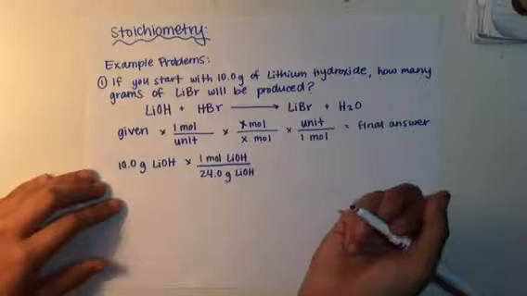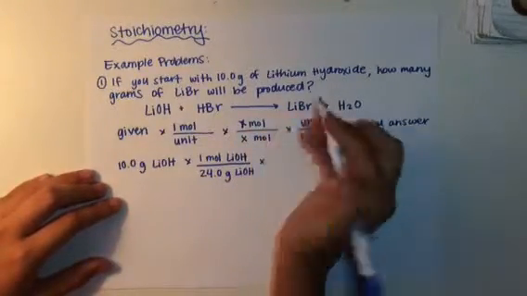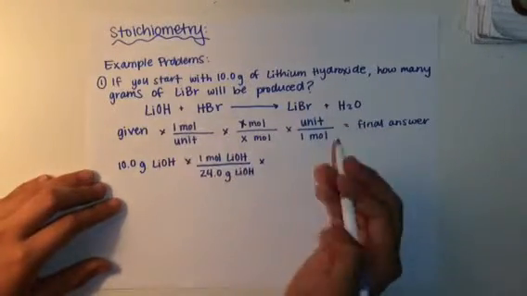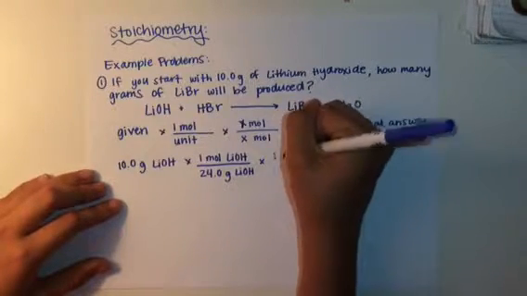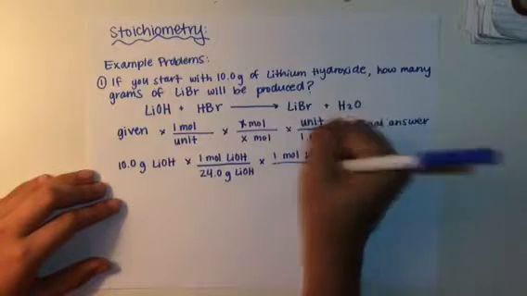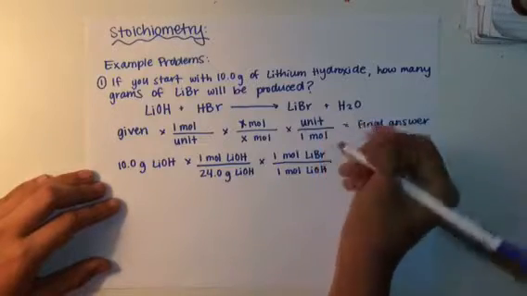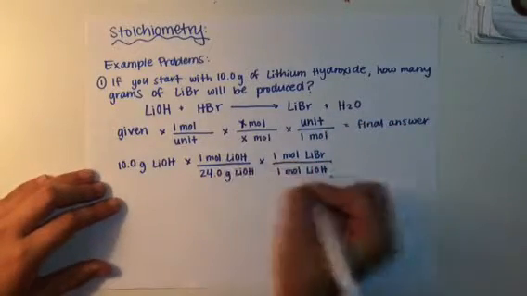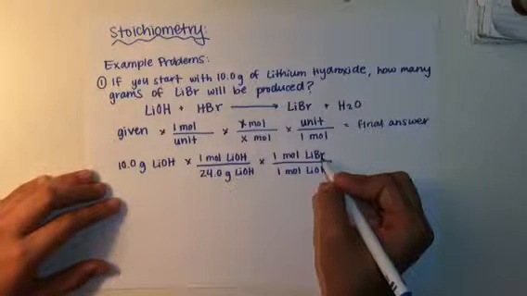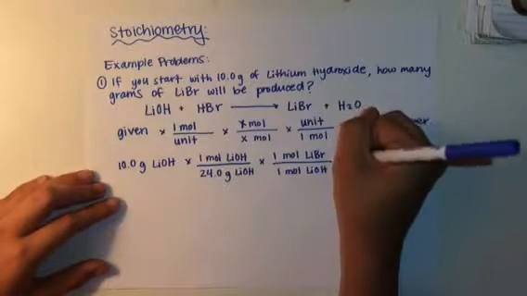Now, the next thing that we're going to do is multiply by the ratios. We got to follow this map. So the ratio from lithium hydroxide to lithium bromide is 1 to 1. So it's going to be 1 mole of lithium bromide over 1 mole of lithium hydroxide. And lithium hydroxide is on the bottom because we want to cancel it out, because now we're trying to find the units of lithium bromide. So we got to cancel out the lithium hydroxide so we can start working with lithium bromide.